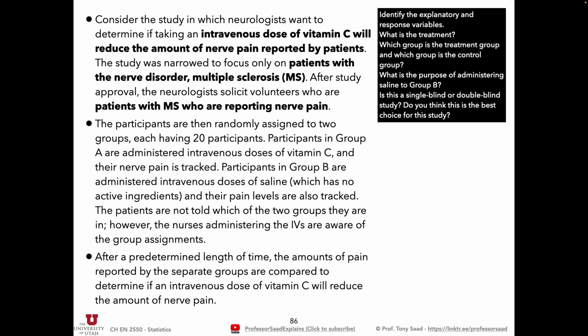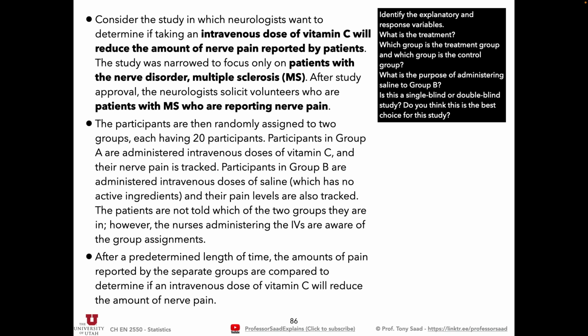The participants are then randomly assigned to two groups, each having 20 participants. Participants in group A are given the doses of vitamin C, and their nerve pain is tracked. Participants in group B are administered doses of saline, okay, and their pain levels are also tracked. The patients are not told to which group of the two groups they belong. However, the nurses, they know this patient is given saline, this patient is given vitamin C. And then after a predetermined length of time, the amounts of pain reported are compared to determine if the vitamin C will reduce the amount of nerve pain.